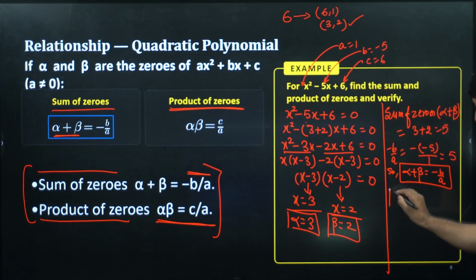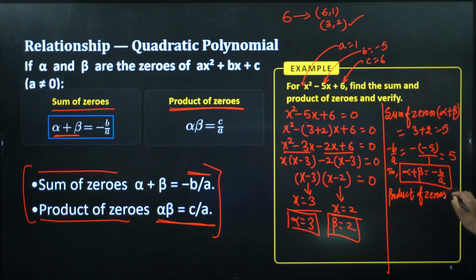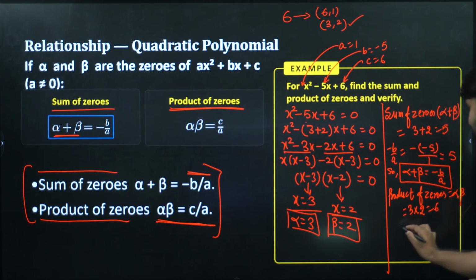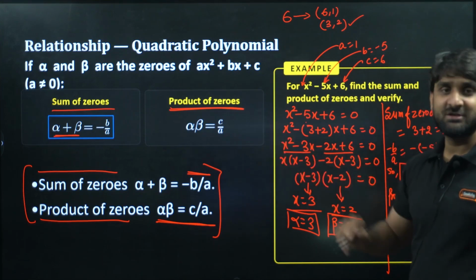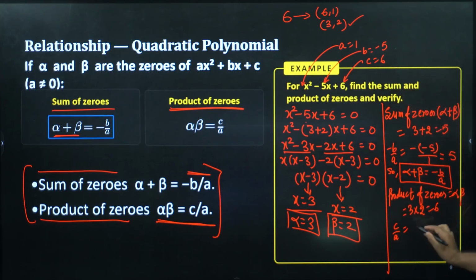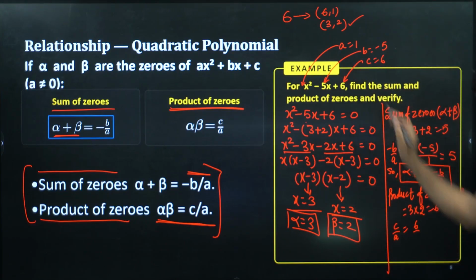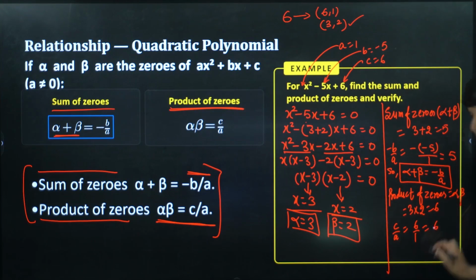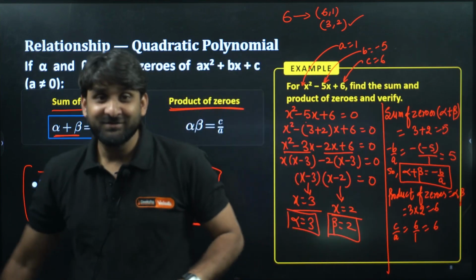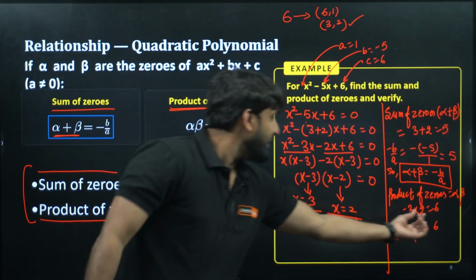Product of zeros means alpha into beta. So alpha into beta, alpha is 3 and beta is 2, so this will be 6. And now find out c by a. Why? Because alpha into beta is c by a. Where is c? c is 6. Where is a? a is 1. Oh, 6 by 1. 6 by 1 is 6. Product of zeros is 6.